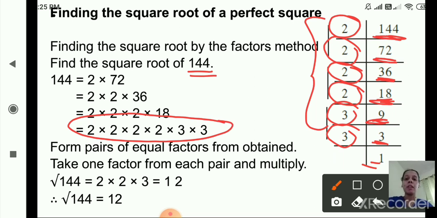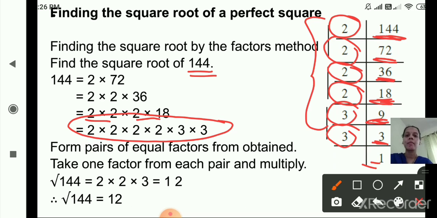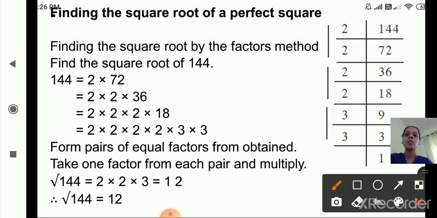Then after writing all the prime factors, what will we do? We'll pair up the equal factors. Now which are the equal factors here? See here, this first pair, this second pair, and third pair. We'll pair up the equal factors and take one factor from each pair. From this pair we will take 2, from this pair we will take 2, and from this pair we will take 3, and multiply all the factors. So first we write down all the prime factors, then we make pairs of equal factors, and from each pair we take one factor and multiply.